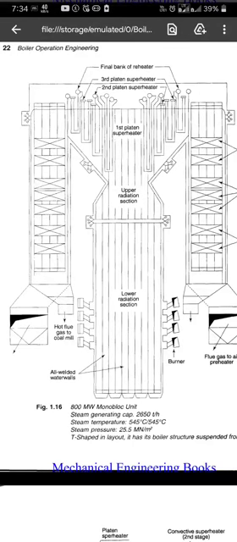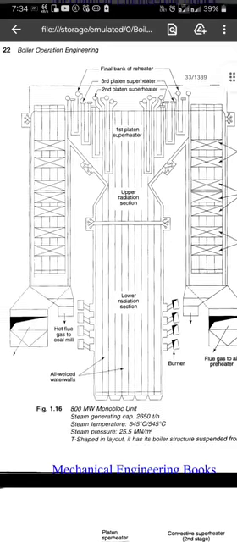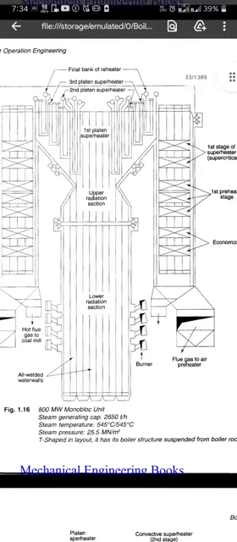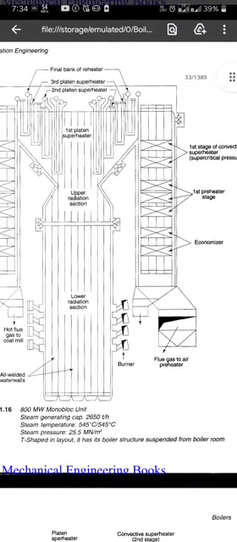So this is page number 22. We can see here the diagram of an 800 megawatt monoblock unit. Steam generation capacity is 2650 tons per hour. Steam temperature is 545 degrees Celsius. Steam pressure is 25.5 meganewton per meter squared. And T-shaped in layout, it has its boiler structure suspended from the boiler room.